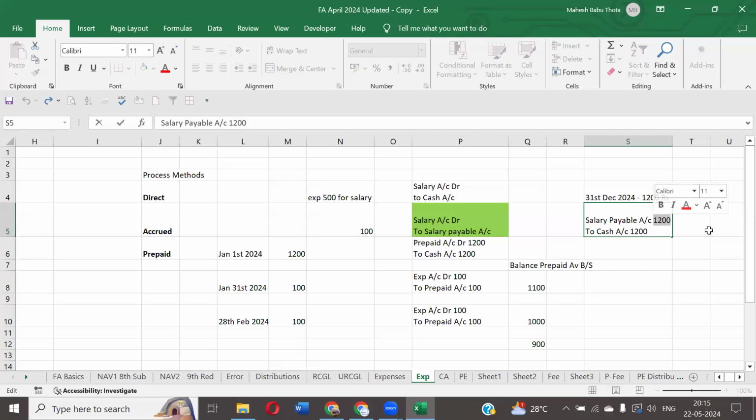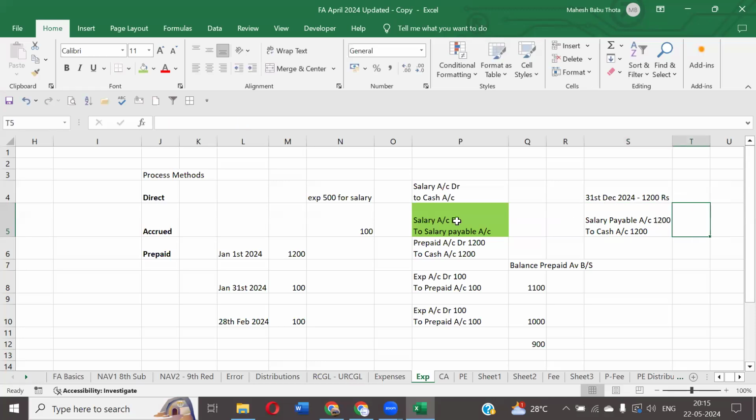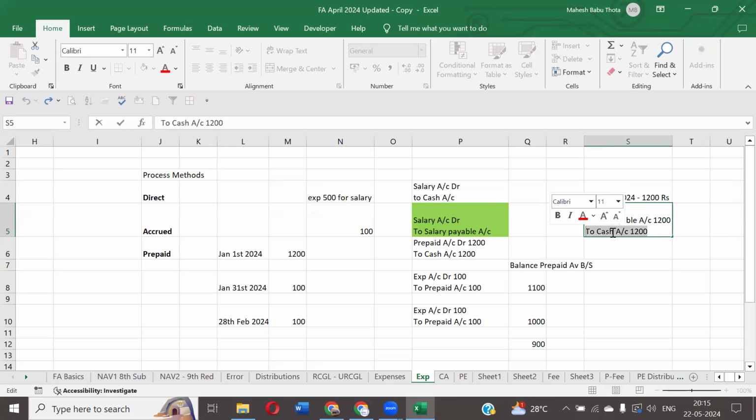1200 rupees. In this case, we created a liability of 100 rupees every month, so total salary payable reached 1200 rupees by the year end. Now we cancel the salary payable and pay through cash. So cash is reducing 1200 rupees, and the liability is also reducing 1200 rupees. The same entry was already there, so there is no impact for this entry.